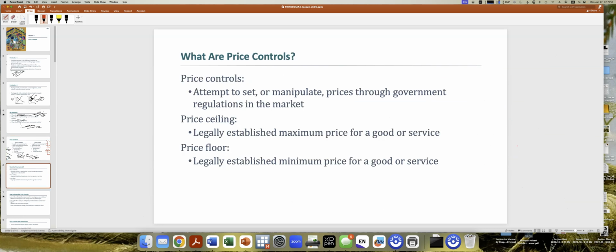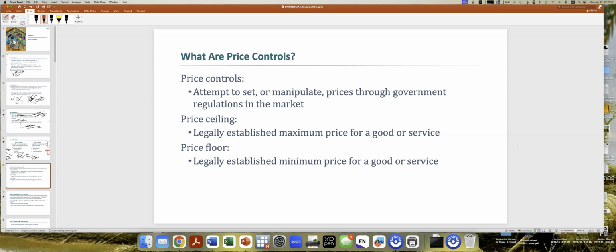And so that's what we see right here. Again, we see the price control, that is any attempt to make the price something other than what the market would have had it be. The price ceiling is a law that sets the maximum price. The price floor is a law that sets the minimum price. You can put these ceiling and floor prices anywhere you want.